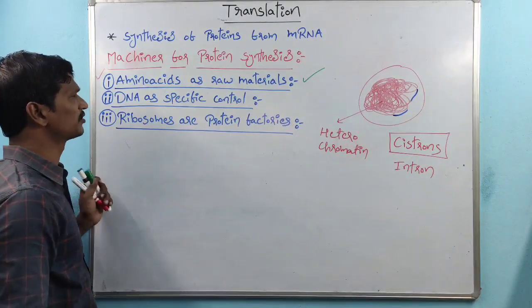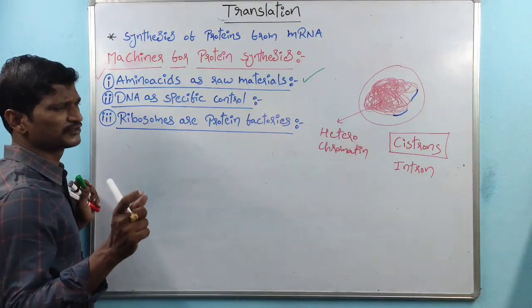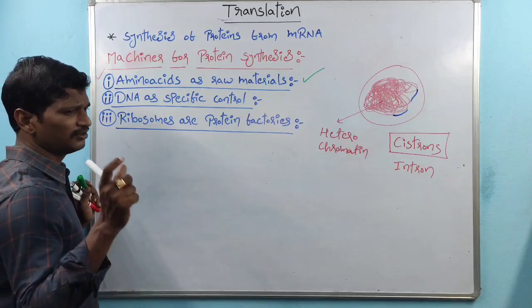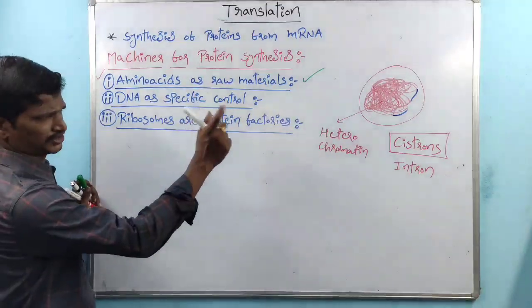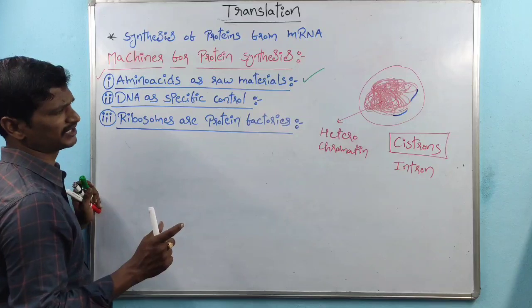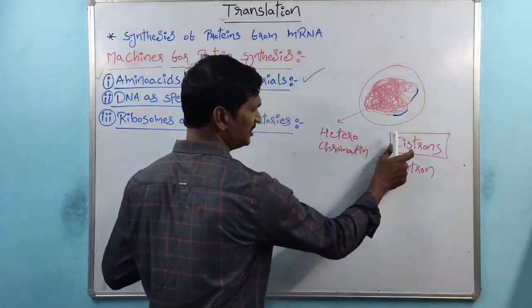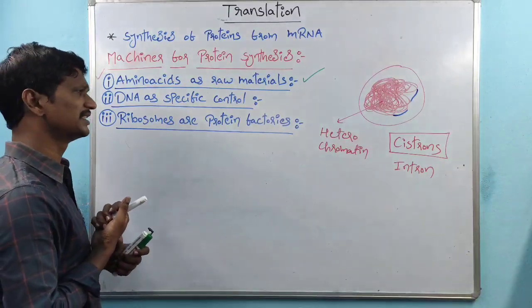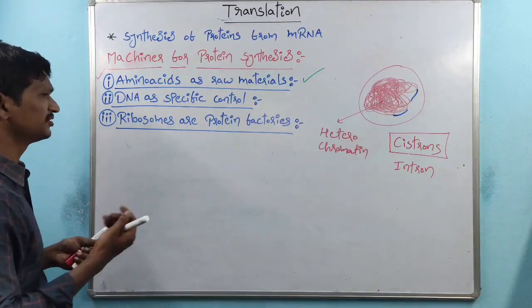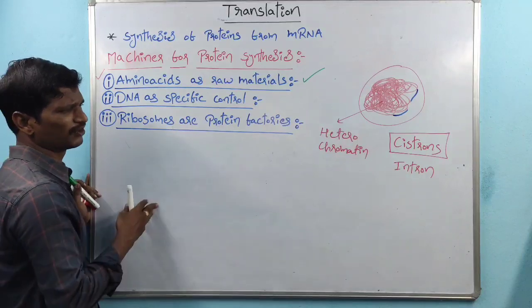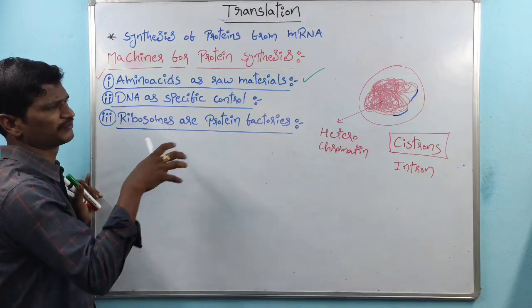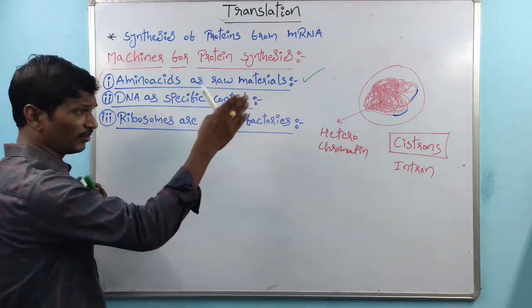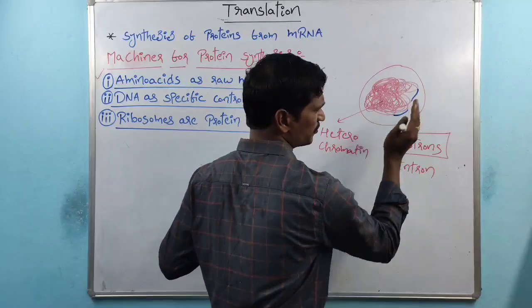DNA has the specific control, meaning specific sequences of DNA are cistrons, right, which are involved in the gene expression process. Because these are especially involved in gene expression, because of the specific RNA polymerase enzymes. Why are these involved in the gene expression process?